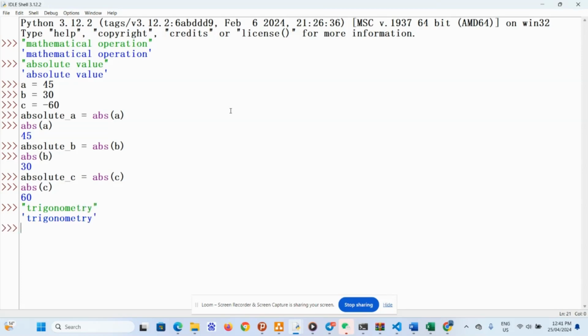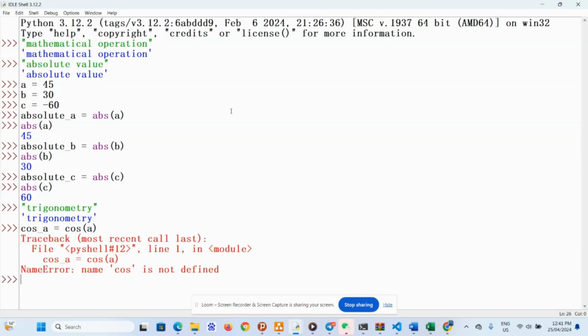Trigonometry. So on trigonometry now, let's start with cos. Cos of A is equal to, now we are going to have an error here. If you say cos A and press enter, it is going to give us an error. What is the error? They say NameError: name cos is not defined.